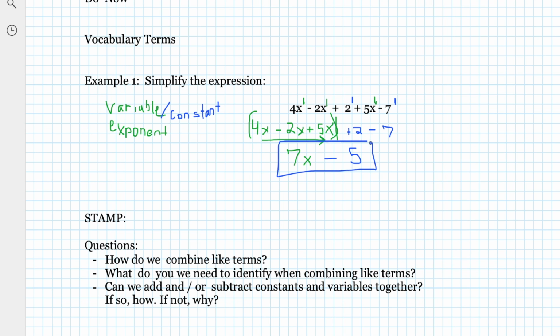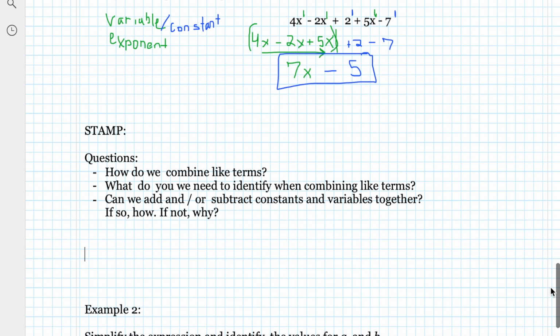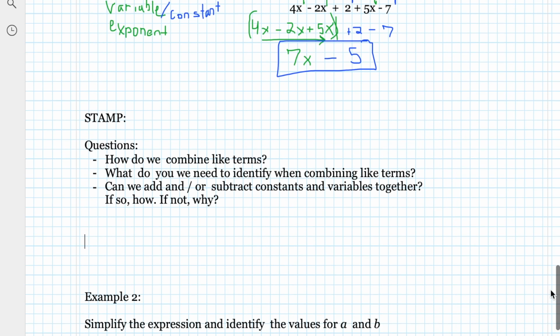And there we go. So we then have our stamp. We're going to write our stamp in our class. What do you think? +5, I'll give you the opportunity to think of a stamp. And +5 if you have a really good stamp that we can share with the class.